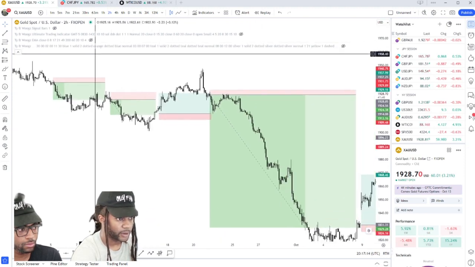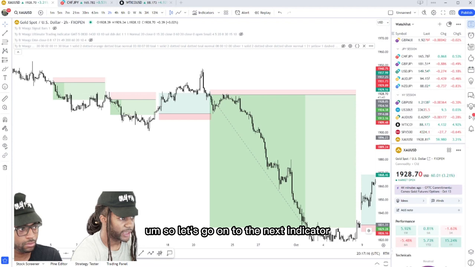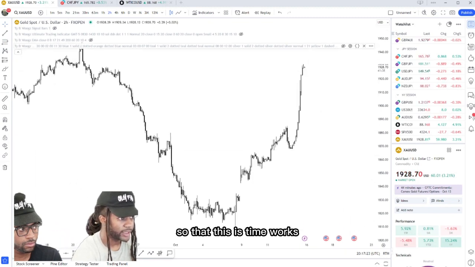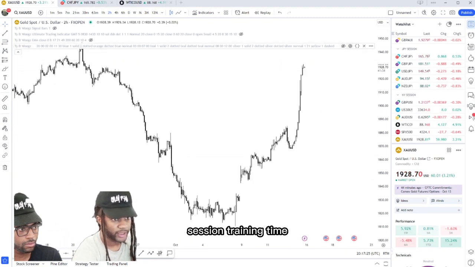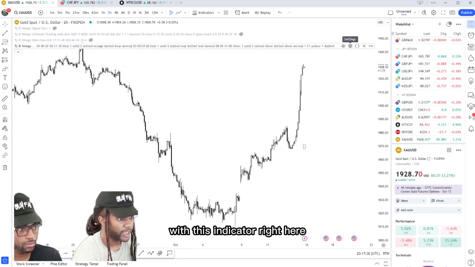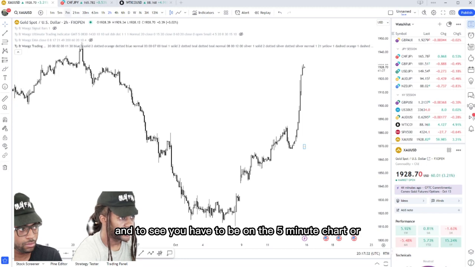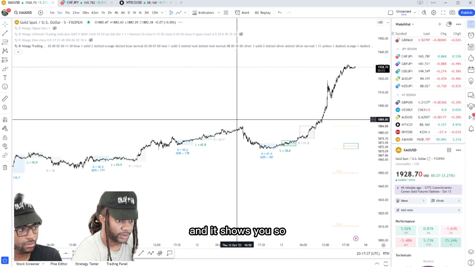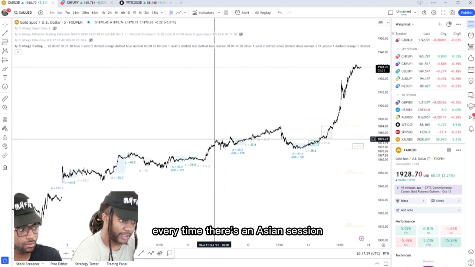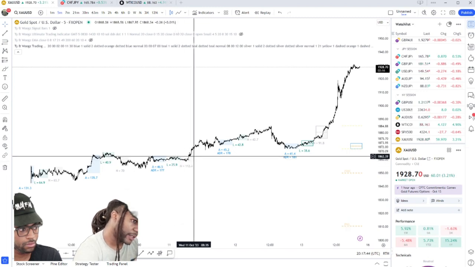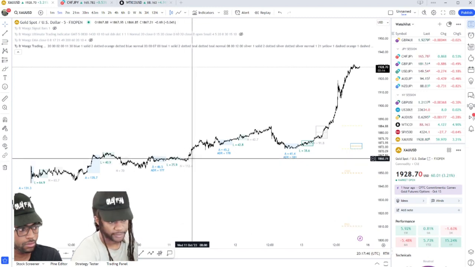So let's go into the next indicator. This is one of my favorite ones. This is Ty and Wook's session trading time. So you get to see our best trading times when we take our trades with this indicator right here. To see it, you have to be on the 5-minute chart or something below. Every time there's an Asian session, it shows you in blue.